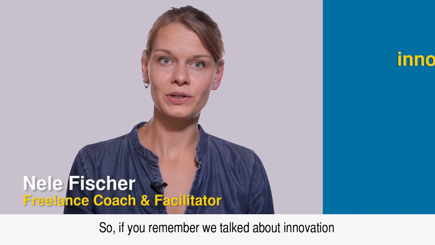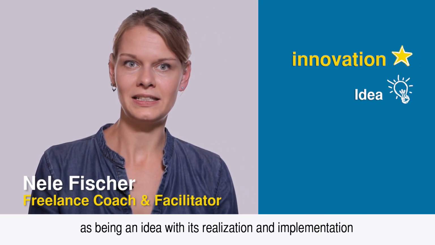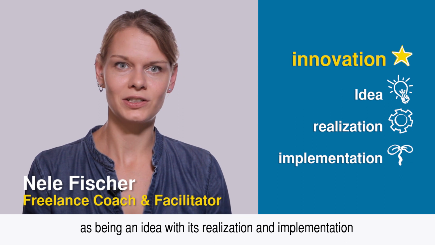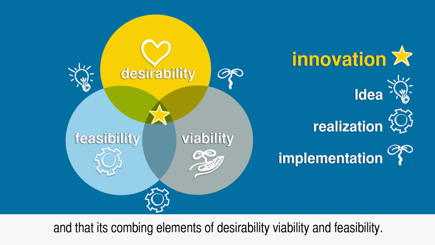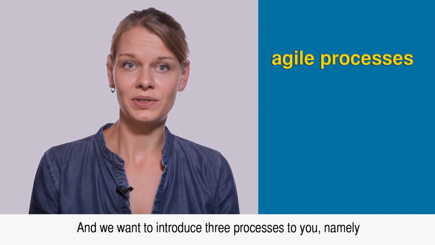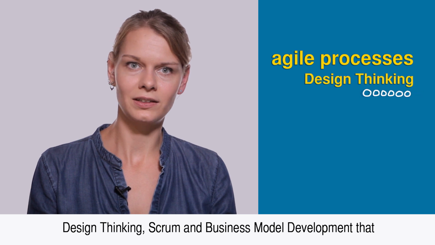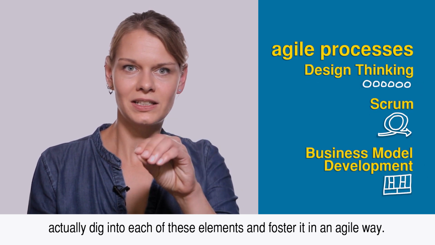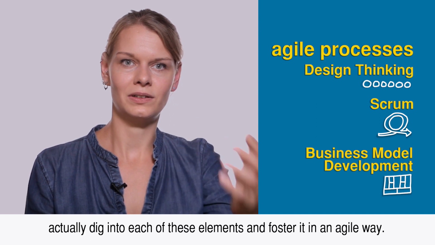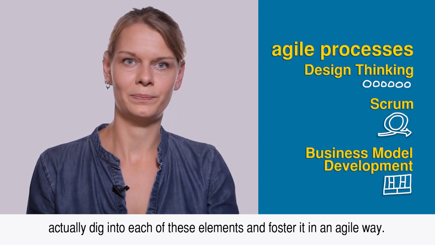So if you remember, we talked about innovation as being an idea with its realization and implementation, and that is combining elements of desirability, viability, and feasibility. And we want to introduce 3 processes to you, namely design thinking, Scrum, and business model development, that actually dig into each of those elements and foster it in an agile way.